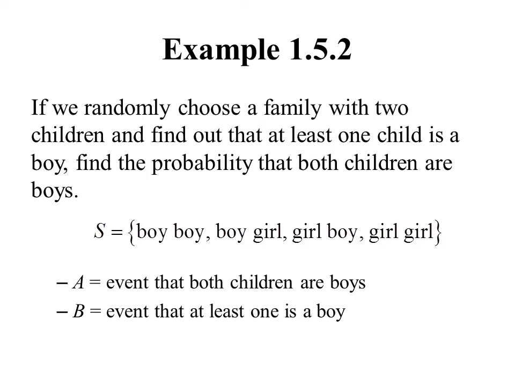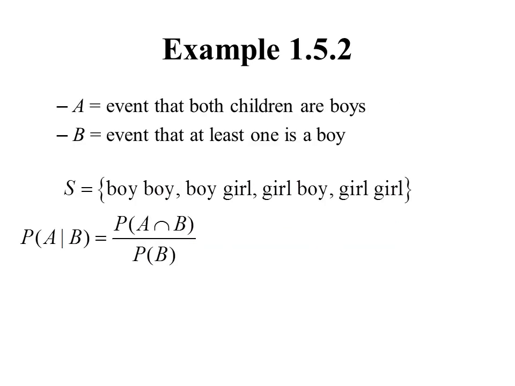Now, we know that event B has already occurred. Maybe we met the family and we saw one of their children, it's a boy, so we know that event B has already occurred. We want to know the probability that A has also occurred. Okay? That's the whole idea behind conditional probability. And so to calculate this, let's use our definition here. P of A intersect B divided by P of B. Here's our sample space.